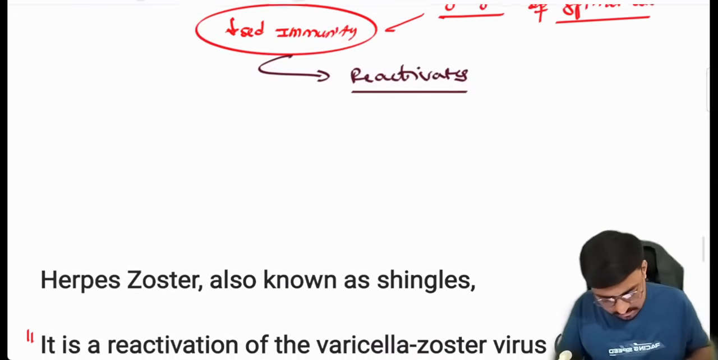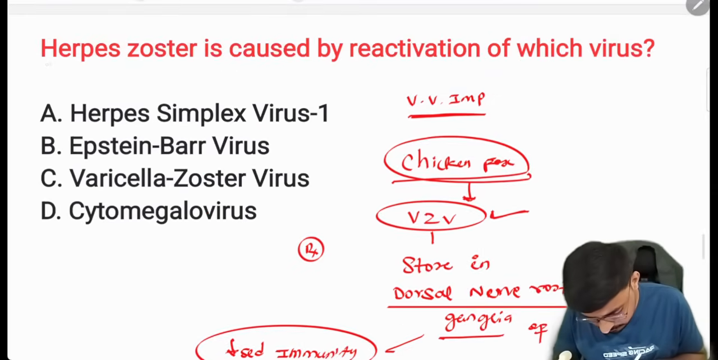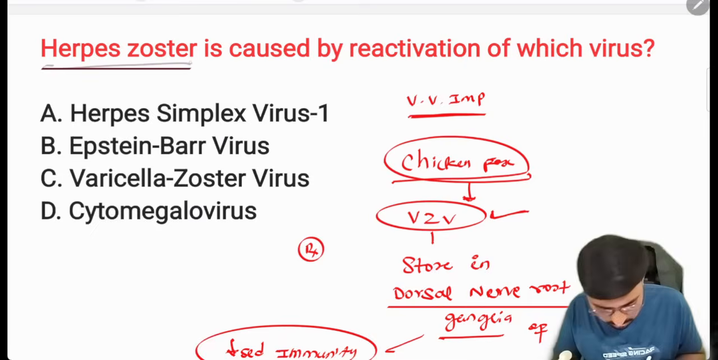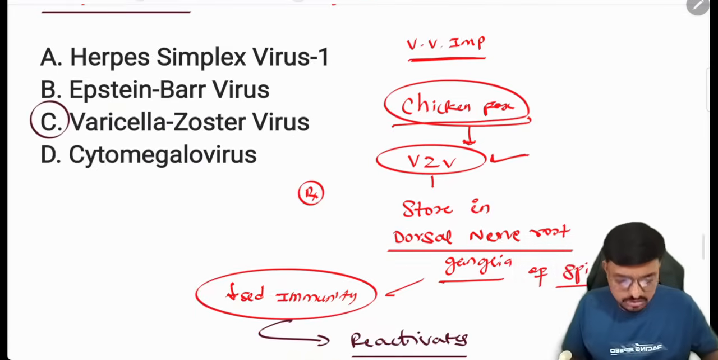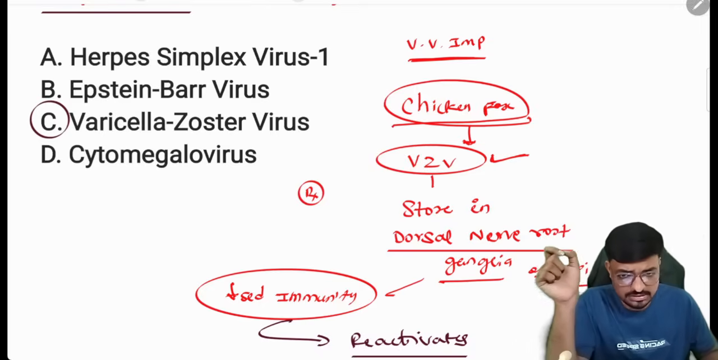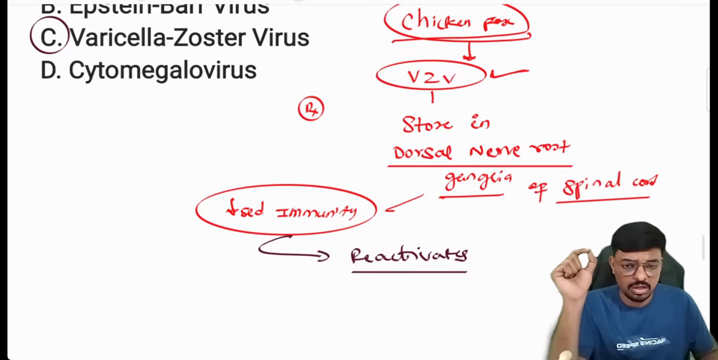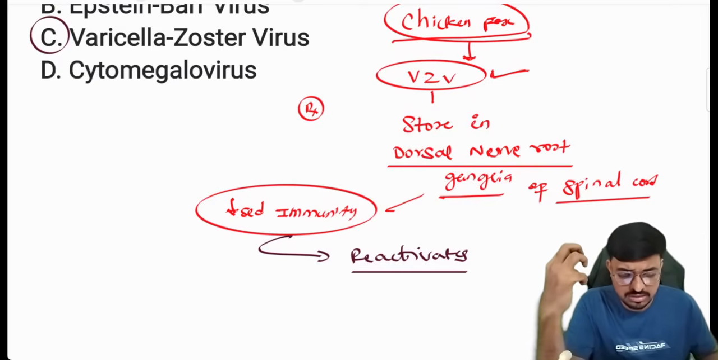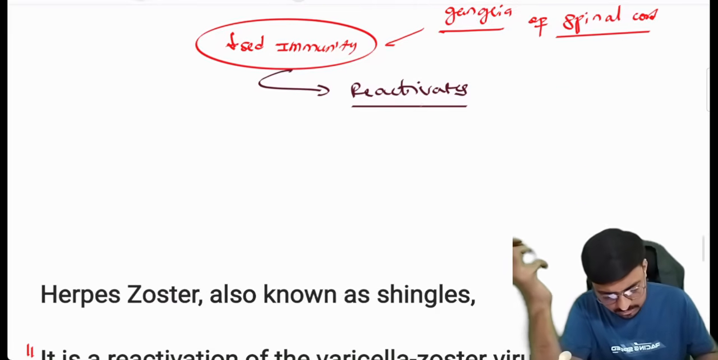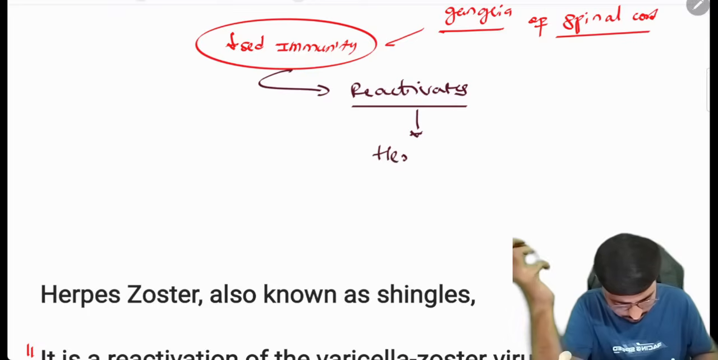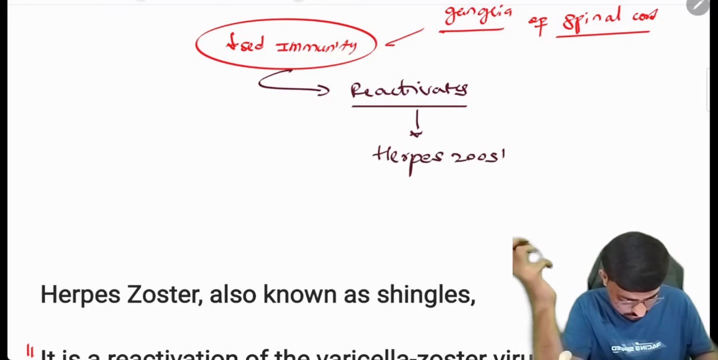So who gets herpes zoster? It is caused by the reactivation of the varicella zoster virus. As I told, the patient has a history of chickenpox, caused by the varicella zoster virus, and even after treatment the virus stays stored in the dorsal nerve root ganglia of the spinal cord. Whenever there is decreased immunity, this varicella zoster virus, or VZV, gets reactivated, and it causes the disease condition called herpes zoster.